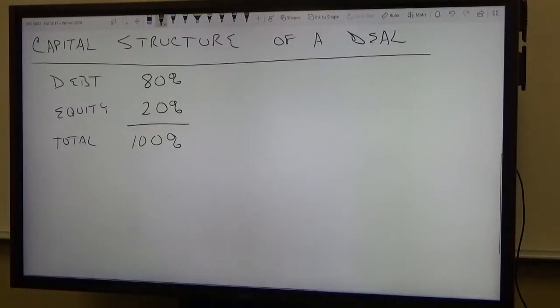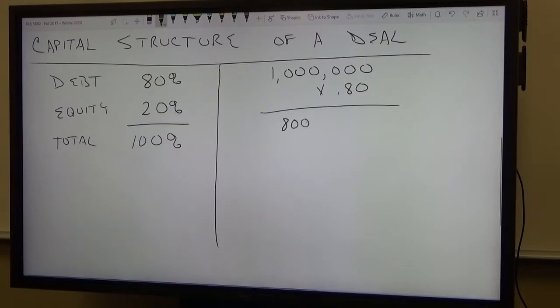So let's talk a little bit about how that would work. Let's take this 80% loan. First of all, give me a dollar amount of the deal. $1 million. Nice round number, I love it. All right, so of that $1 million, 80% is going to be debt, so that means a loan of $800,000.